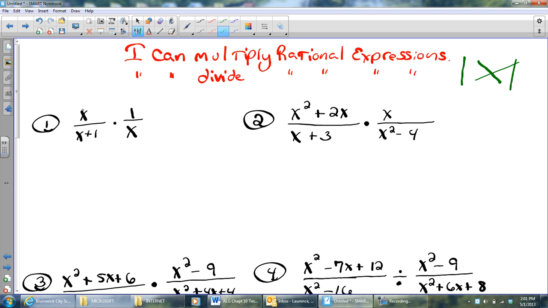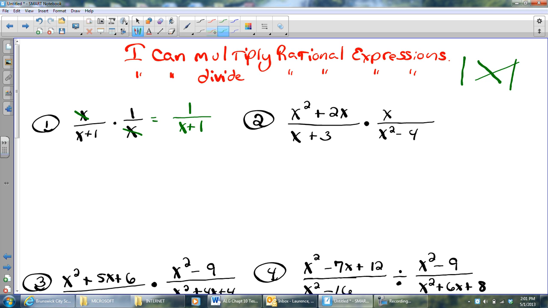Now, I'm thinking, what are the factors of the numerator? Well, I've got an x and I've got a 1, right? In the denominator, I have a 1 more than x and then an x. Well, it seems to me that these x's will cancel each other out. Nothing else is going to cancel, so this is going to simplify to 1 over 1 more than x.